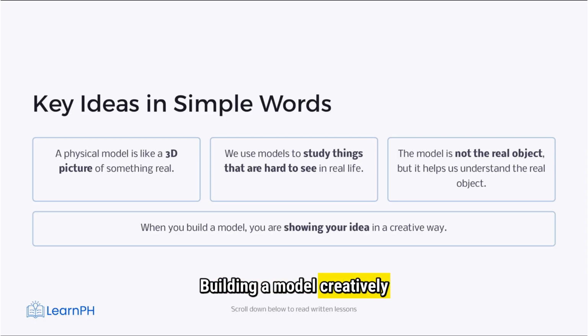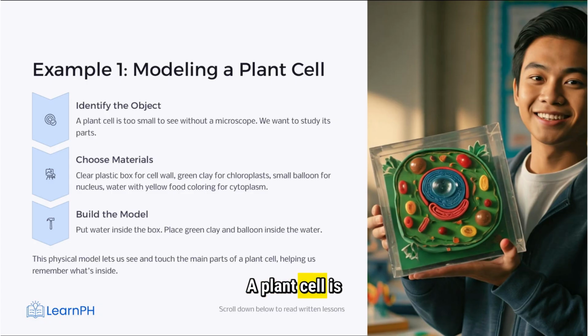Building a model creatively expresses your ideas, making complex concepts tangible and easier to grasp. A plant cell is microscopic, so we use a model to study its parts. Use a clear plastic box for the cell wall, green clay for chloroplasts, a small balloon for the nucleus, and water with yellow food coloring for cytoplasm. This model helps visualize and understand the cell's structure.